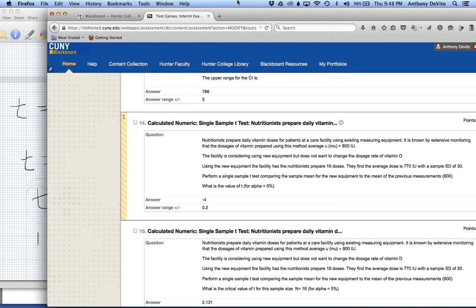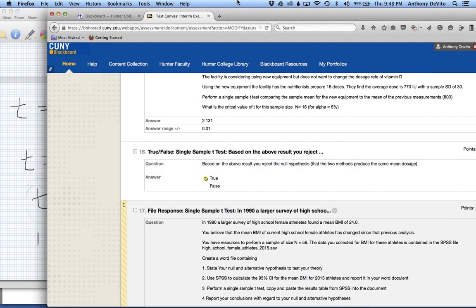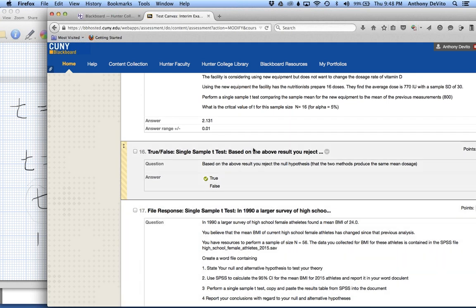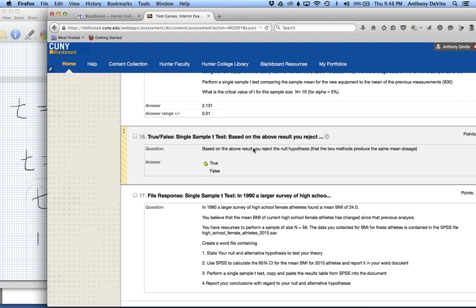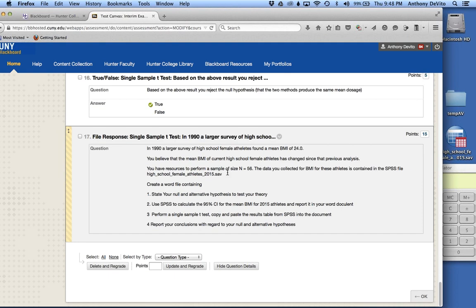And I think almost all of you got that right. Most of you got the idea or were able to apply the formula for the t-test. True, false: based on the above result, you reject the null hypothesis. That's true.